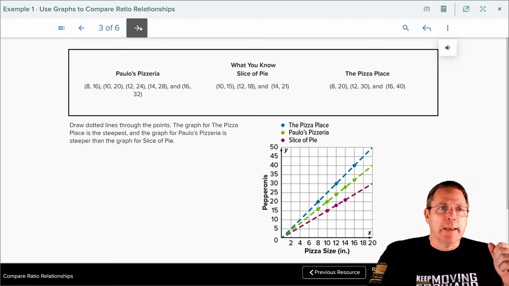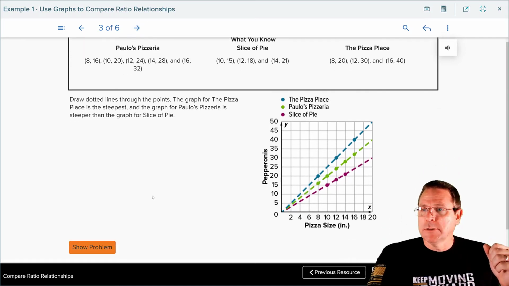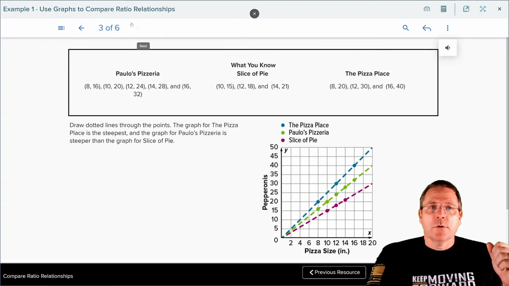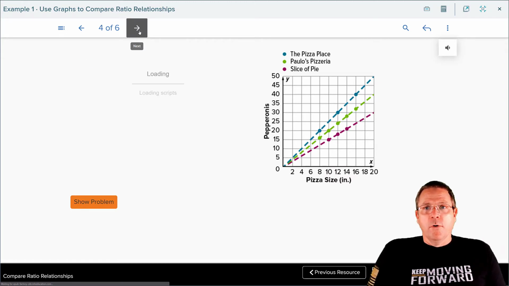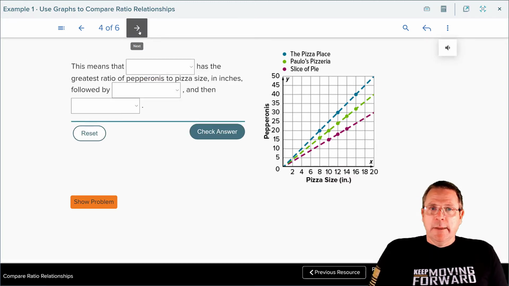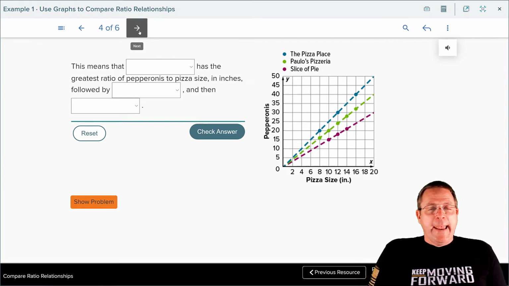Great places to eat. But we're not talking about places to eat pizza right now. We are talking about the ways to do math and compare pepperonis on the pizza. Moving forward, you can see here once again, there's our chart. Now I want you to pause the recording and answer the questions contained therein.